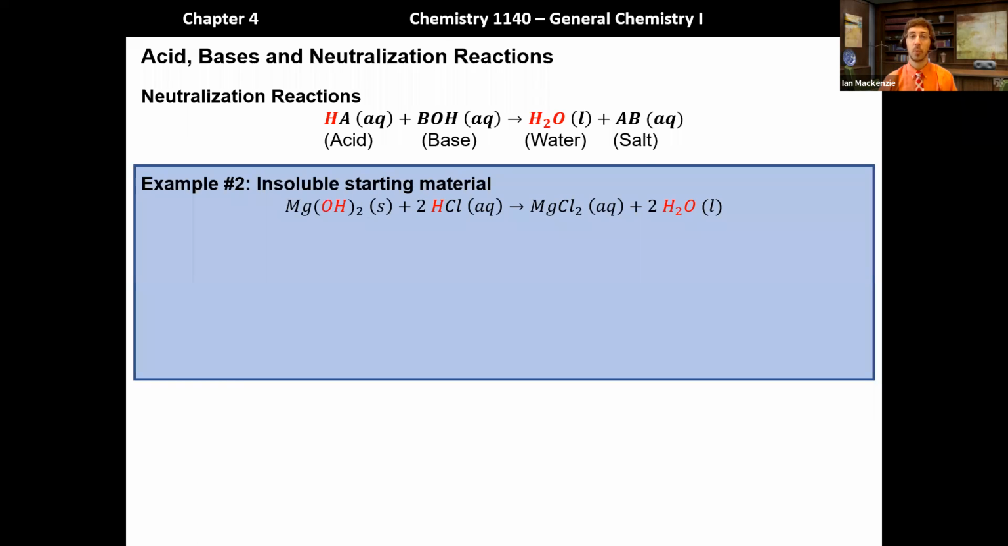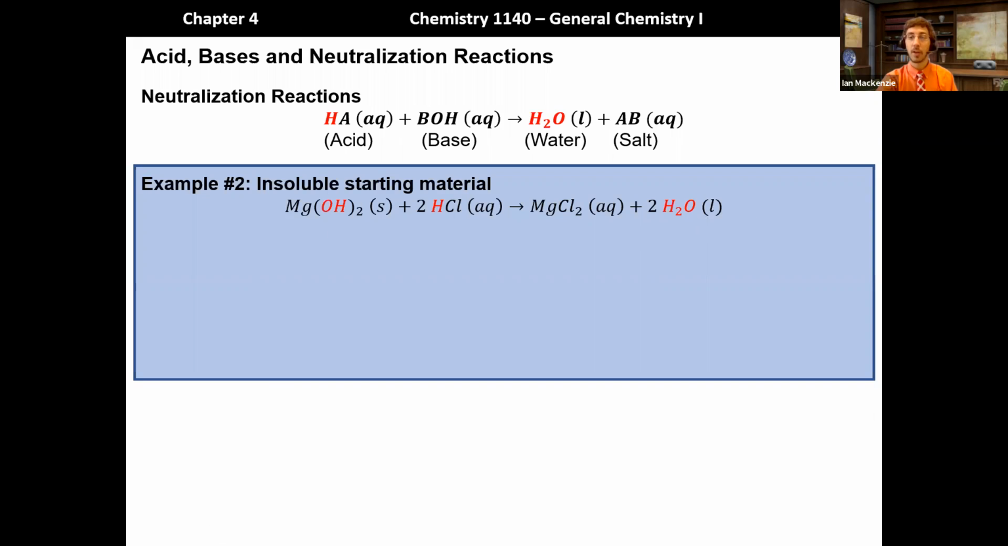Let's do a second example, one where we start with an insoluble starting material. So here's one where we've got magnesium hydroxide. It's not one of my soluble bases, so I may not refer to it as being a strong base in solution. It's certainly a base, but it will start out as a solid, and then we'll add to that a solution of HCl in water, so aqueous. And that will form magnesium chloride and water. And we've got the reaction written in balanced form here.